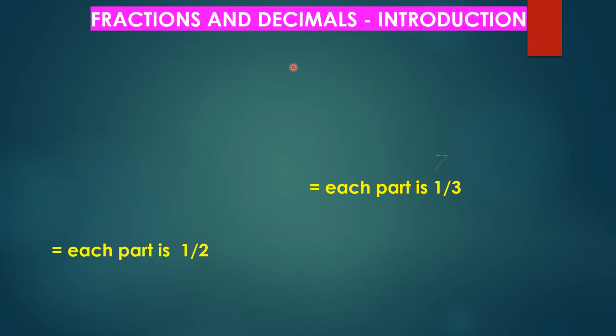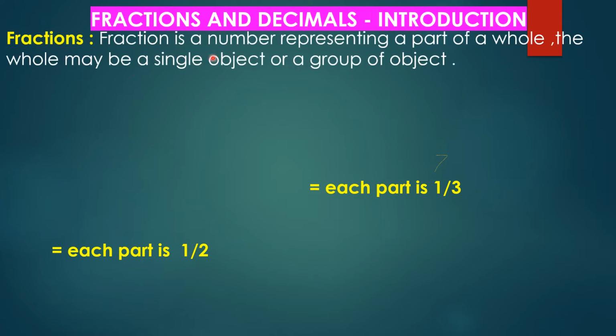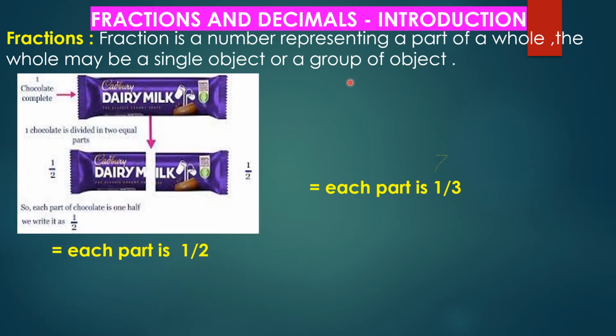Now let us start the lesson, fractions and decimals, and before starting the exercise, let us know more about fractions in detail. What is a fraction? A fraction is a number representing a part of a whole. The whole may be a single object or a group of objects. So let us understand this with an example. Here, how many chocolates are there? It is a single chocolate, that is a single object, and single means it is nothing but 1, and 1 is a whole number.